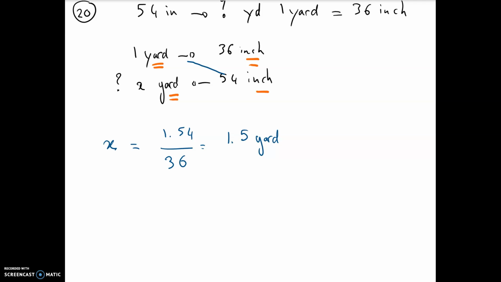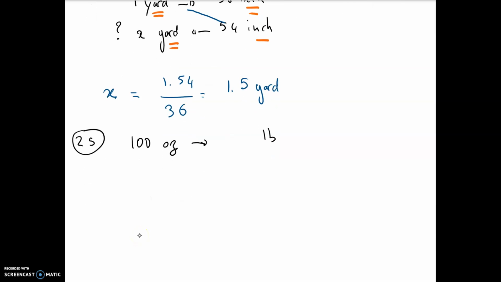All right, problem number 25. Convert 100 ounces into pound. Same idea as before. We know that 1 pound corresponds to 16 ounces. So what we are looking for is this value of x right here. I'm going to do the multiplication of the diagonal where I can find two numbers: 100 times 1 divided by 16.